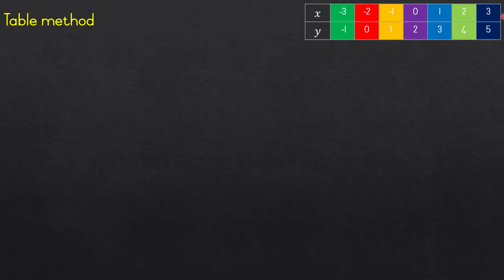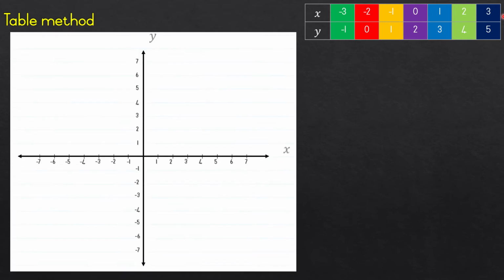So the first thing we do is we draw our Cartesian plane. If we've done that, then we can start with our x values for our first set of coordinates. So in our first set of coordinates, x is negative 3, y is negative 1. So our first point on the graph is there.